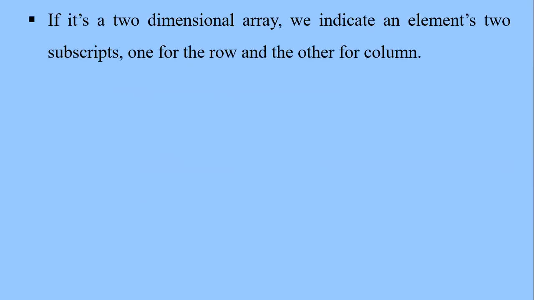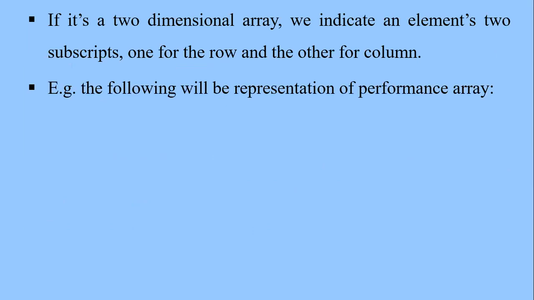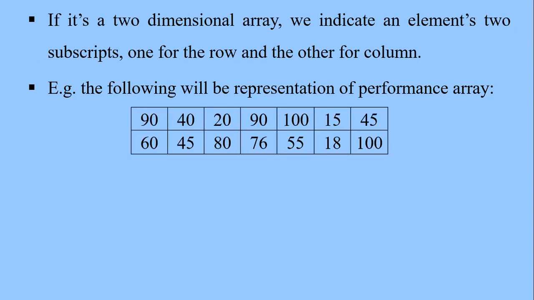If it's a two-dimensional array, we indicate an element's two subscripts, one for the row and the other for the column. For example, the following will be the representation of the performance array. We have 90 to 45 for row 1 indicated by index 0, or subscript 0, while the elements spanning 60 to 100 for row 2 are represented by index 1.